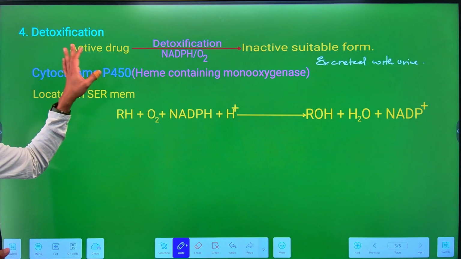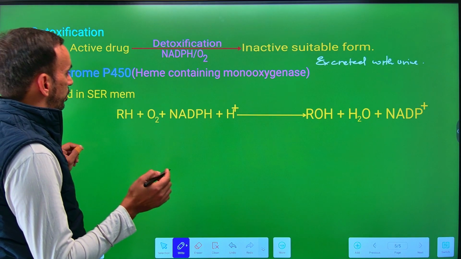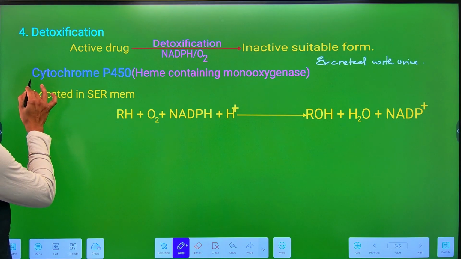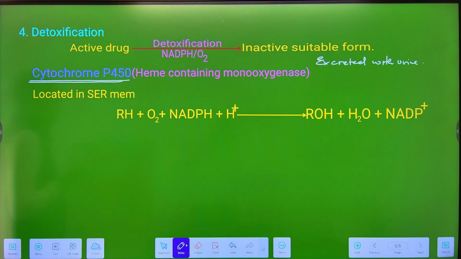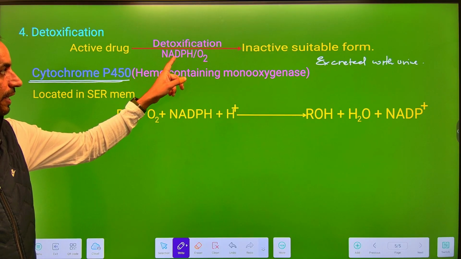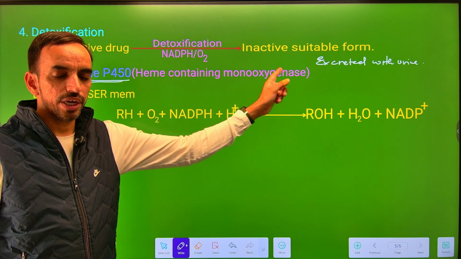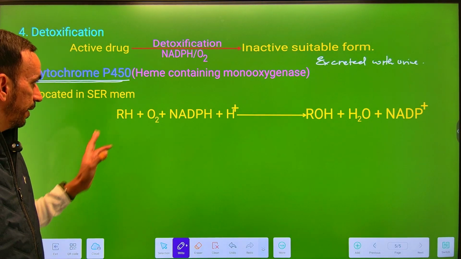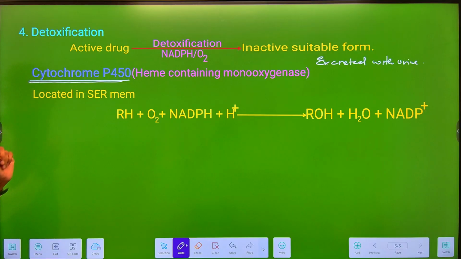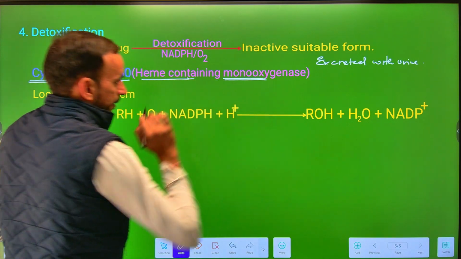So the smooth endoplasmic reticulum contains a marker enzyme which is known as cytochrome P450 monooxygenase. There is a presence of cytochrome P450 monooxygenase that utilizes NADPH and oxygen to convert the active drug into the inactive, suitable form that can be excreted from the body. Now this cytochrome P450 is a heme containing monooxygenase.